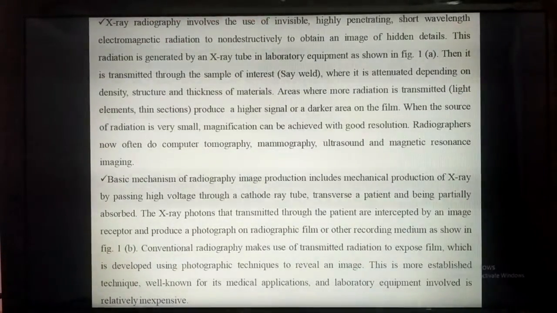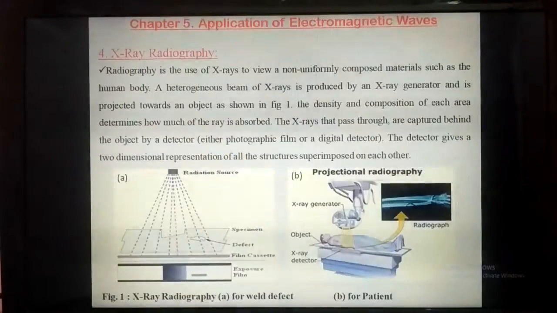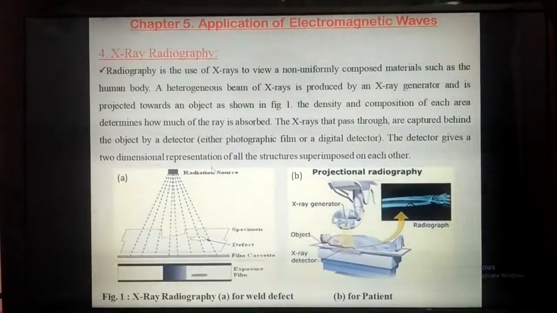X-ray radiography involves the use of invisible, highly penetrating, short wavelength electromagnetic radiation non-destructively to obtain an image of hidden details. This radiation is generated by an X-ray tube in laboratory equipment, as shown in figure 1a. This is the radiation source. The radiation is directed at this metal sheet to find defects in the sheet.